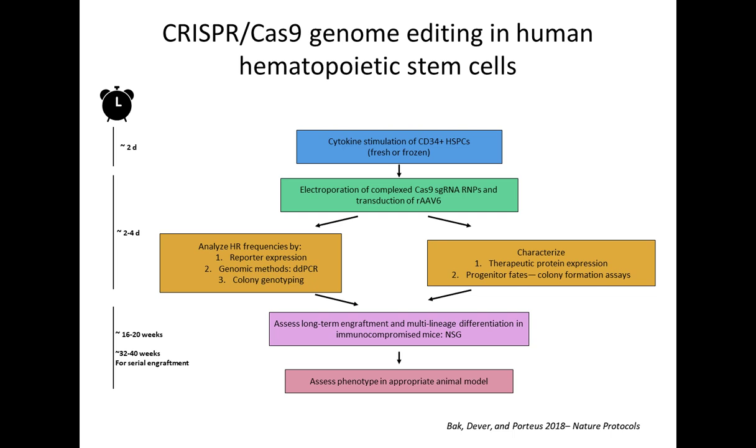If you're attempting to design a one-time therapy, it's important to make sure that your modified cells are still stem cells by looking at their self-renewal capacity, using long-term engraftment studies, as well as examining their ability to differentiate into multiple hematopoietic lineages, and examining the differentiation in vivo as well. Ultimately, you want to assess the efficacy of your cells in the appropriate animal model, and what you do really depends on the disease process that you are going after.